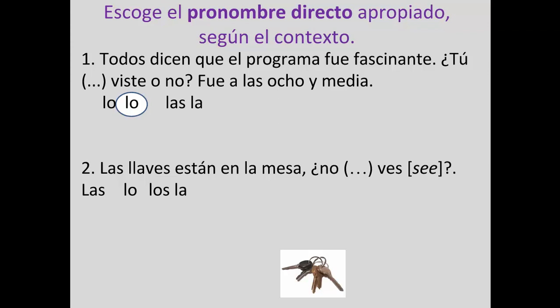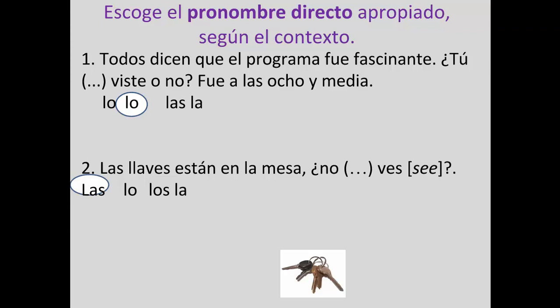For number 2, las llaves están en la mesa. No blank ves? The keys are on the desk. Did you see them? Them. What is them referring to? In this situation, it's referring to llaves, so I need the feminine plural direct object pronoun that goes with llaves. In this situation, it is las.